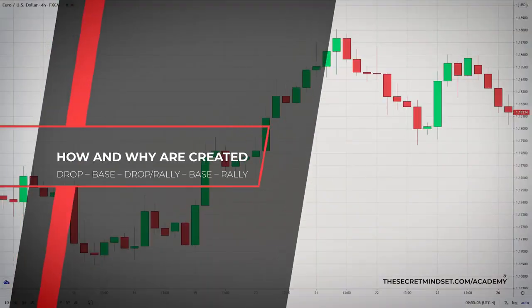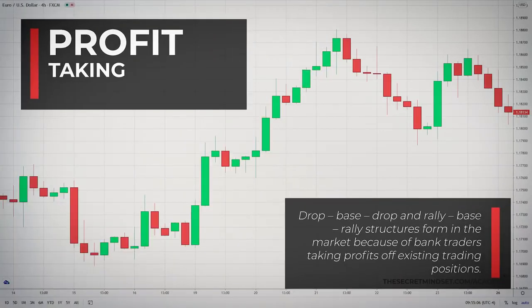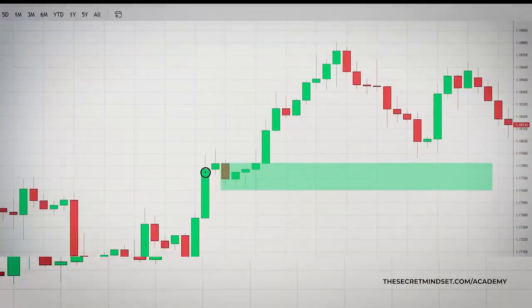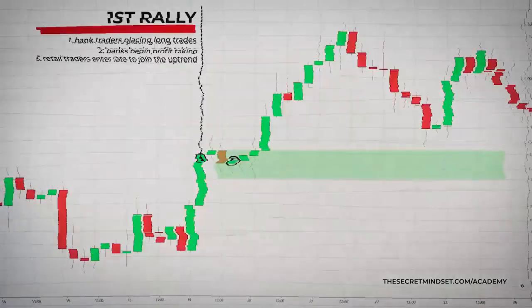Now the big question: what creates the drop base drop or the rally base rally structures? Both zones form in the market because of bank traders taking profits on their existing trading positions. In this example, during the first rally, we had bank traders placing long trades. When the bank traders are in profitable trades, they'll want to secure some of their profits. When they decide to do this, they consume all of the buy orders coming into the market from retail traders who have begun entering long trades due to the size of the rally.